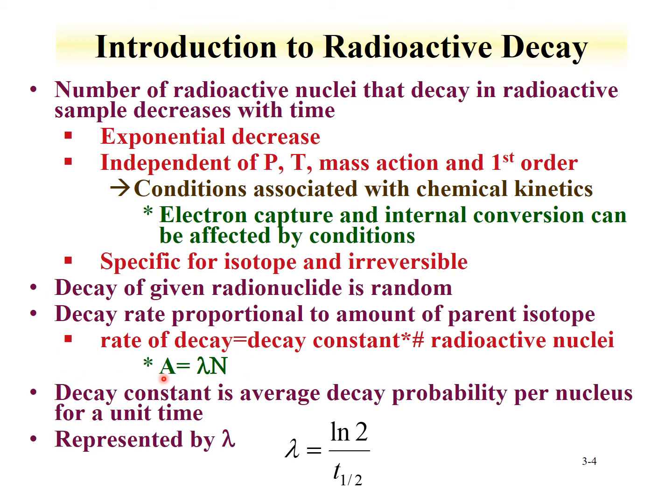So in other words, the counts per second is this decay constant times the number of atoms. Since the decay constant is a constant, this is my activity. My activity decreases as the number of my radioactive isotopes decreases. The decay constant is the average decay probability per nucleus for a given time, and that's what our decay constant is, log 2 divided by half-life. We've discussed how to do these calculations in a previous lecture.